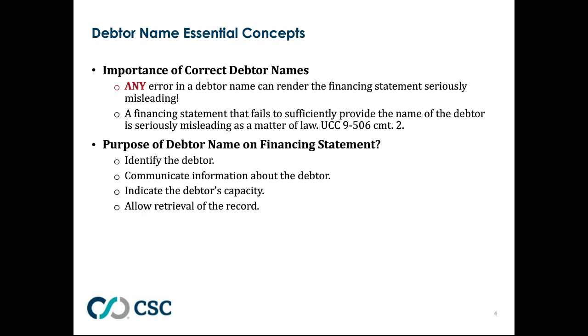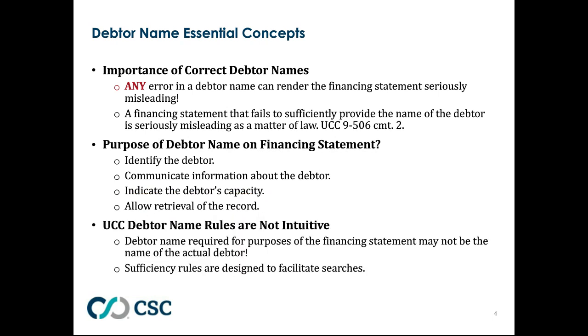Next, it's important to understand what the purpose of the debtor name on a financing statement actually is. It's not always what people imagine. Some people presume it's there to identify the debtor. Others might believe it's there to communicate information about the debtor or indicate the debtor's capacity. But in fact, the sole and exclusive purpose of the debtor name on the financing statement is to allow retrieval of the record so that searchers can find the record using clear and consistent debtor name rules.